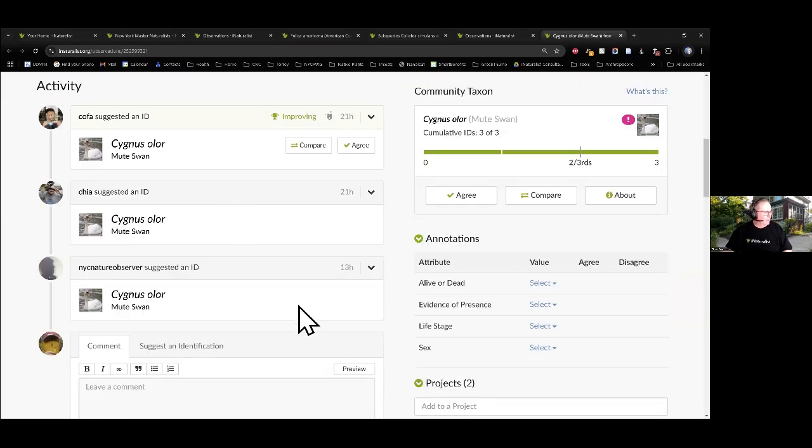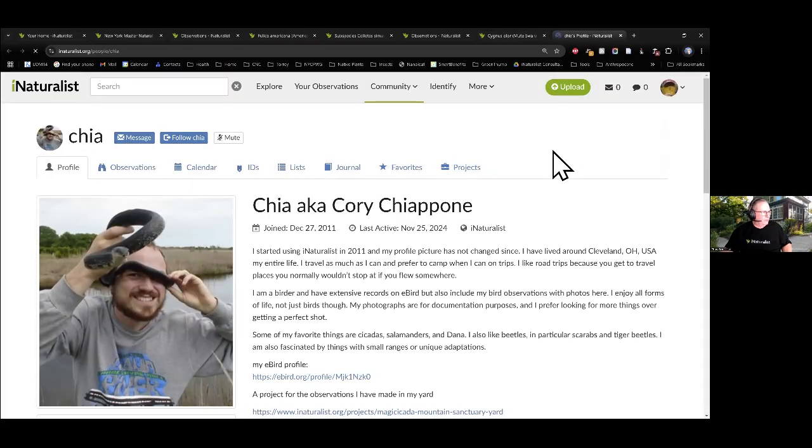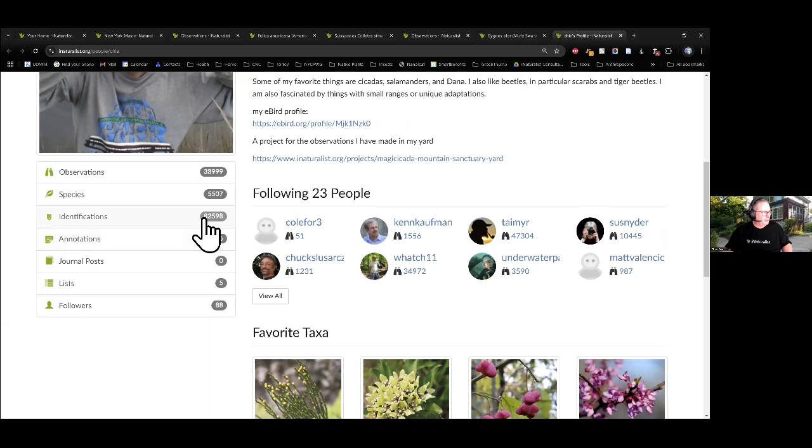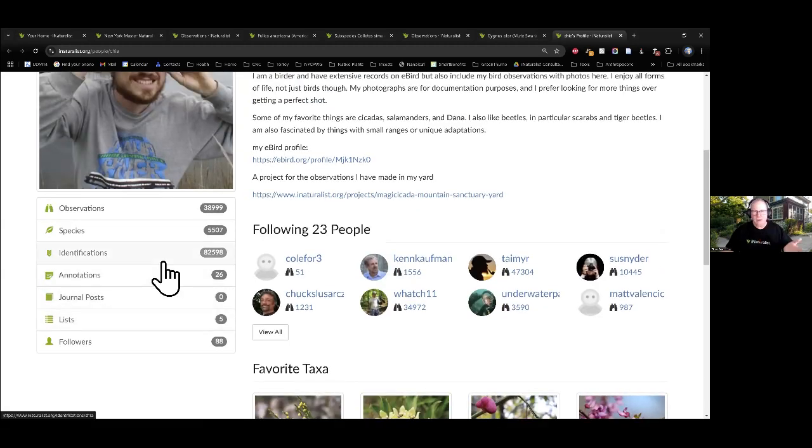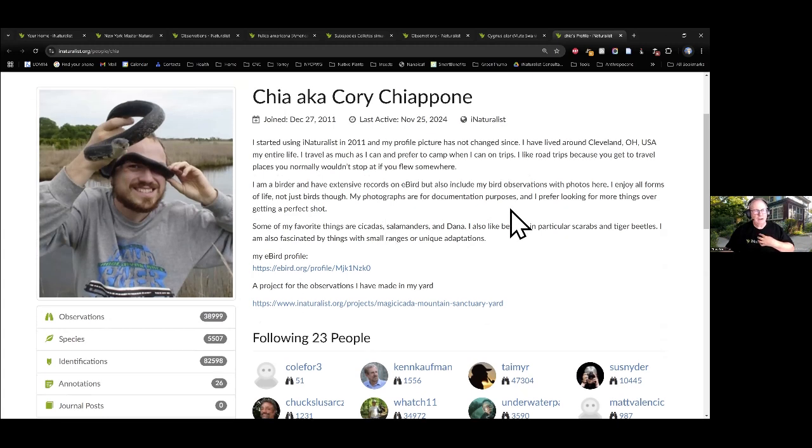This is a clickable handle. This is a person. So you could go back and say, what does this person do? What are they good at? They do a lot of identifications. What are their favorite taxa? Maybe these are the things I could reach out to them for to identify. Or I could look at things they've identified. They also make a lot of observations. So this is a very active user, and they might be someone who would be willing to be approached.